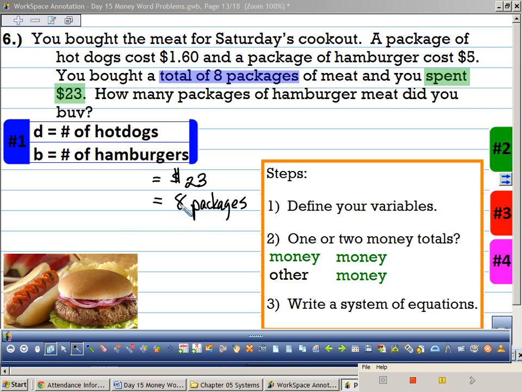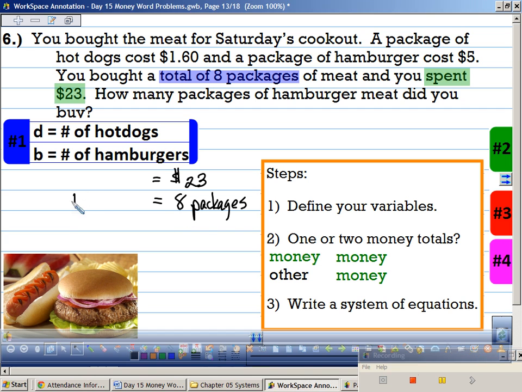Okay, so if I'm talking packages, what kind of packages are we talking? D's and B's. And if I'm talking money, what's the value of those? How much are the dogs? $1.60. And how much are the burgers? There's your 2 equations. Question. How do you get 165? Burgers are more than hot dogs. Oh, we should have said $1.60 because I have $23. So this is $1.60 and $5. Does that help?